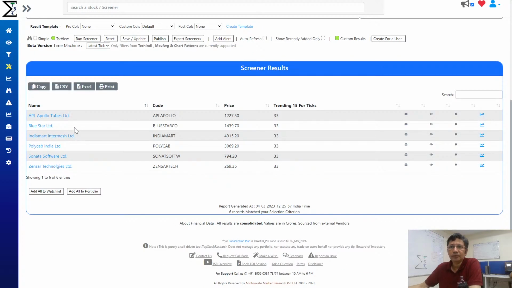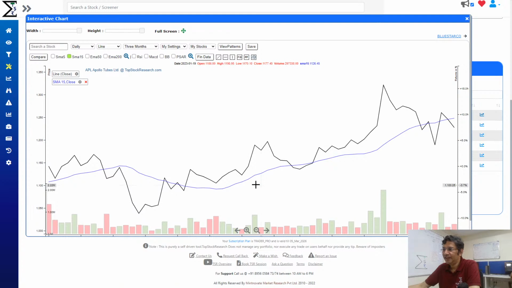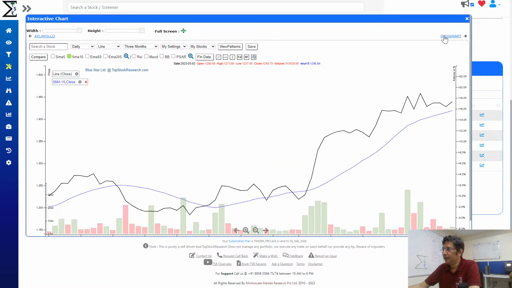So there are about 6 stocks which are trending for a 15-day moving average. When you look at this, you can see the moving average is clearly trending up, in this case along with price.